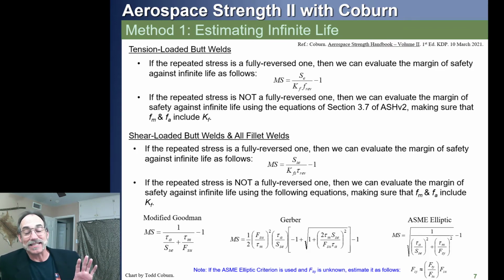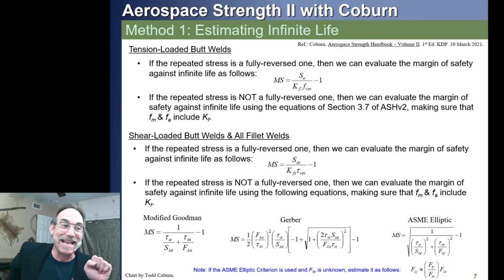Now if this passes, if you have a positive margin of safety, which means 0 or greater, then this means it will live forever. There's no need for additional work. If this margin of safety is negative, that doesn't mean that the part fails. All it means is the part won't live forever. Well, welcome to the club. None of us are going to live forever either, so that's not necessarily failure.